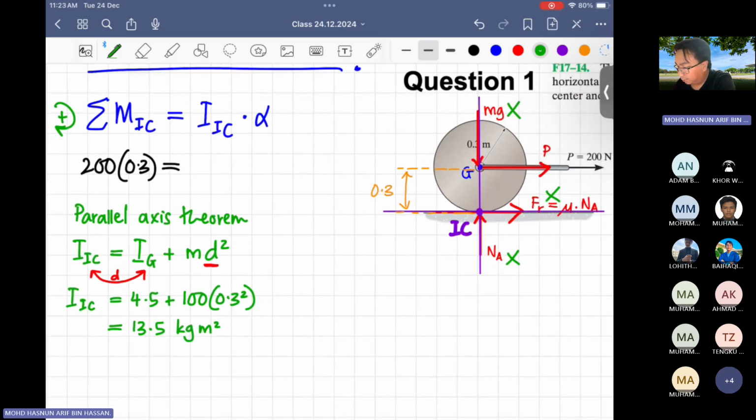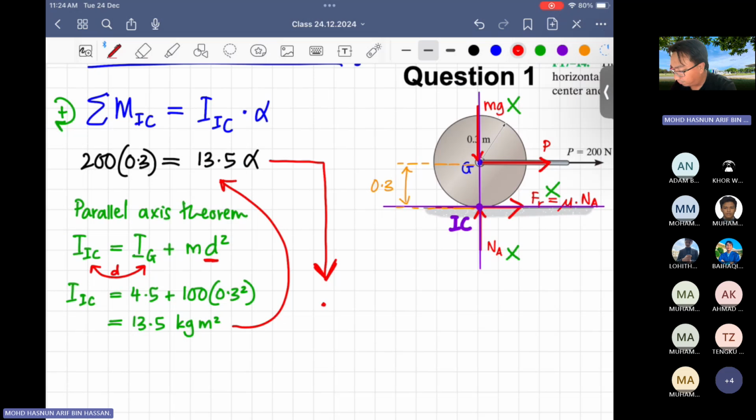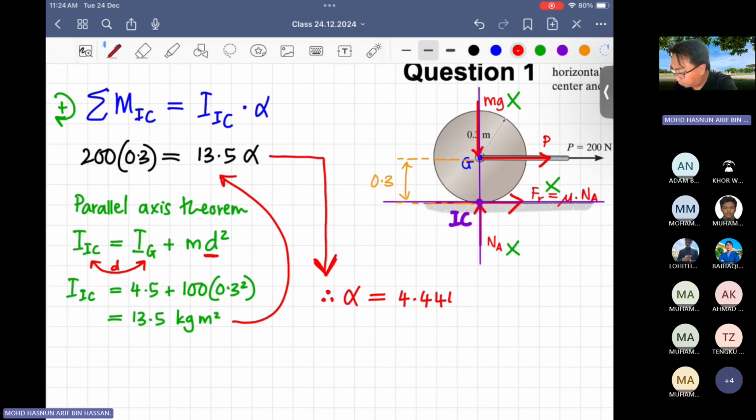Now we can just substitute this in the equation to get the value of alpha. So you put in 13.5 alpha. You can see that 200 times 0.3, you get 60, is equal to 13.5 alpha. So from this, we can straight away get the value of alpha. Therefore, alpha is equal to 60 divided by 13.5. You should get the same value, which is 4.444 rad per second square. Okay, do you get 4.444 rad per second square? 60 divided by 13.5. Yeah.